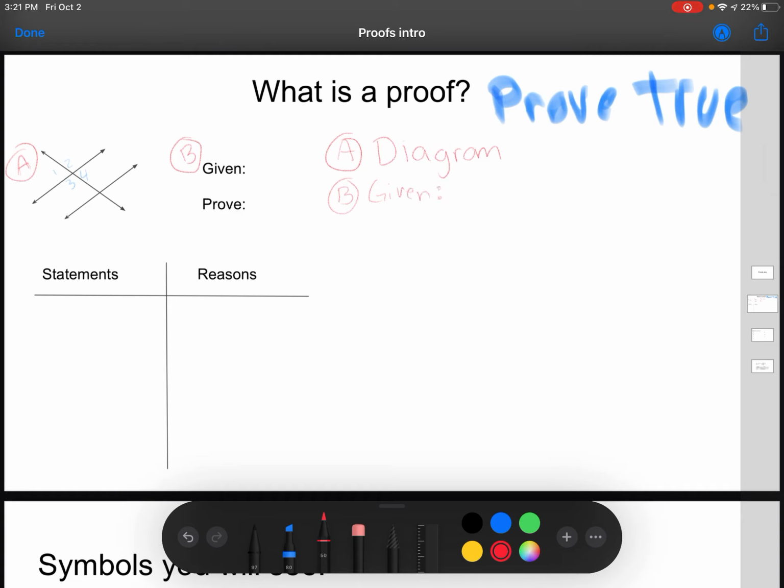In the given section, they're going to give you a piece of information that you're going to need, right? So it's kind of like when we were solving the angle pairs before, and I would tell you, okay, this one's 60 degrees. How big is the other one? Your given would be that 60 degrees, right? It's information that I gave you, right? It's a freebie. All right. The next part is the proof.